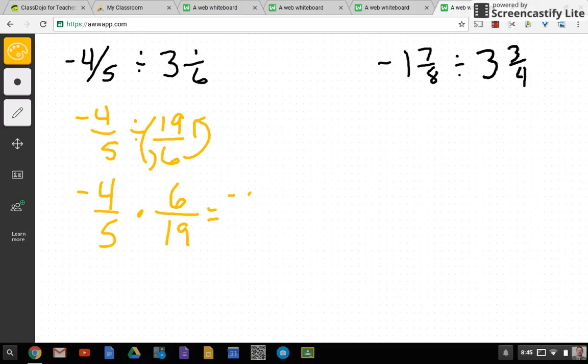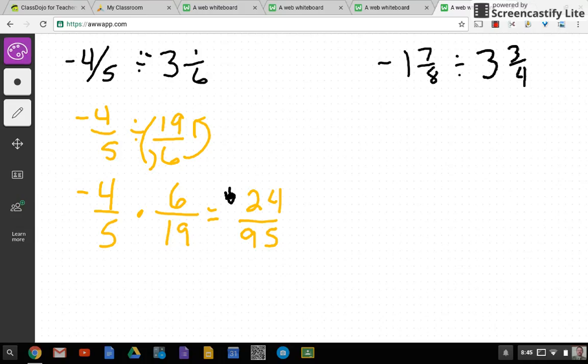So this would be a negative 24. 5 times 19 is 95. So this would be negative 24 over 95. Oops, and when I wrote this, I see I forgot a sign. I see I forgot a negative. So a negative times a negative is actually going to be positive. So the answer is 24/95 positively. There we go.